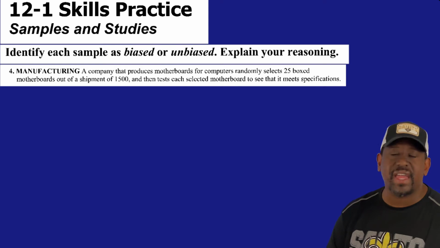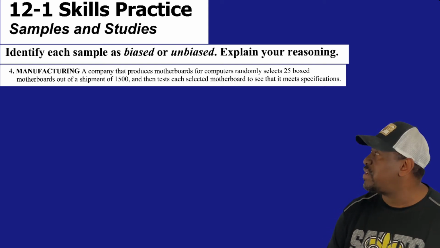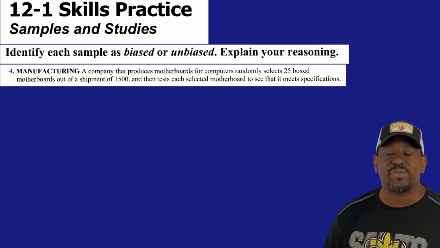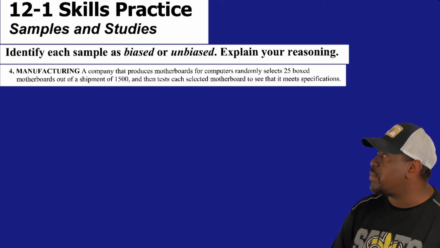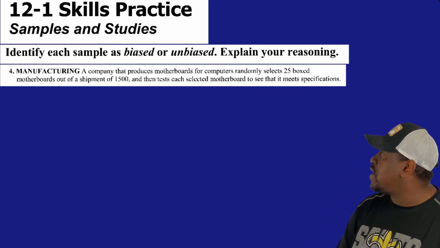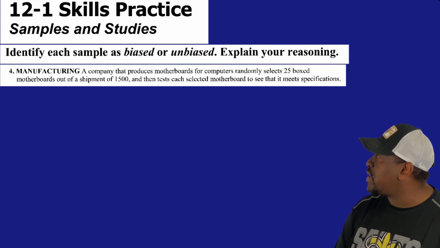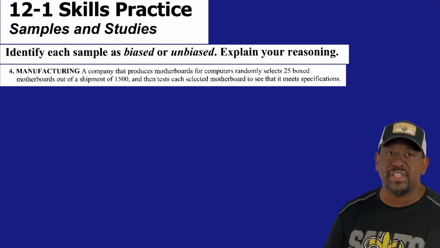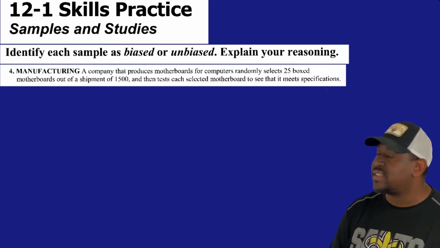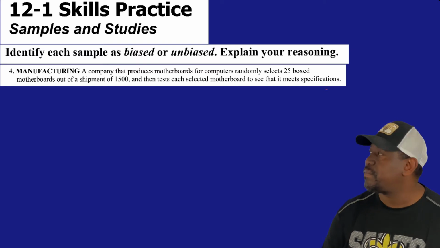We're going to identify each sample as biased or unbiased, and then we have to explain our reasoning for that. So in this problem, we have a company that produces motherboards for computers and randomly selects 25 boxed motherboards out of a shipment of 1,500 and then tests to see if it meets specifications.